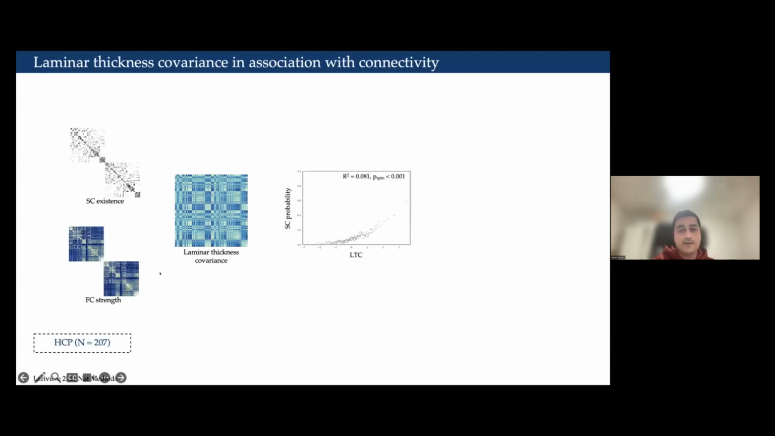And the answer was yes, although the effects were not very strong. We observed that as two regions become more similar in their laminar thickness patterns, the likelihood of their structural connectivity and the strengths of their functional connectivity get stronger. But this effect was not there when we looked at long-range connections, which is interesting.